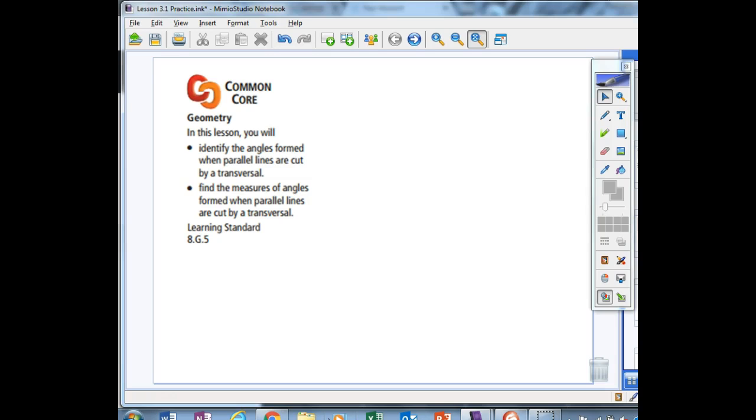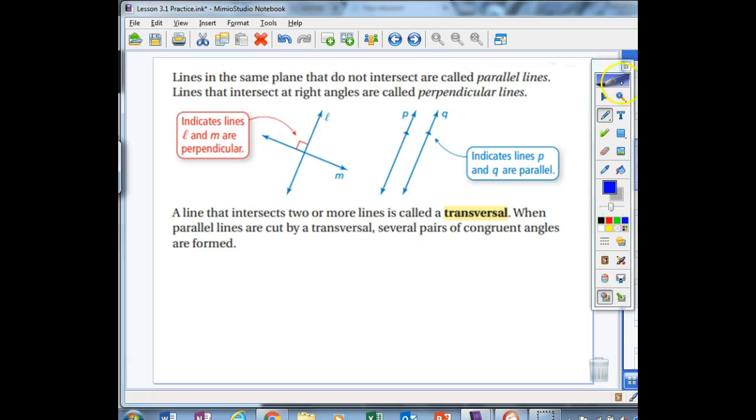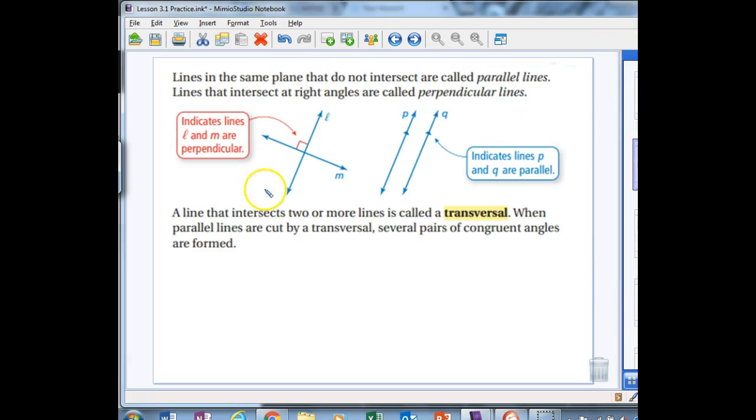This is a standard we're covering. We're going to identify angles formed when parallel lines are cut by a transversal. So we're going to have quite a bit of information to do right now. So go ahead and start by copying down this information. Make sure you draw the pictures because the pictures are relevant.